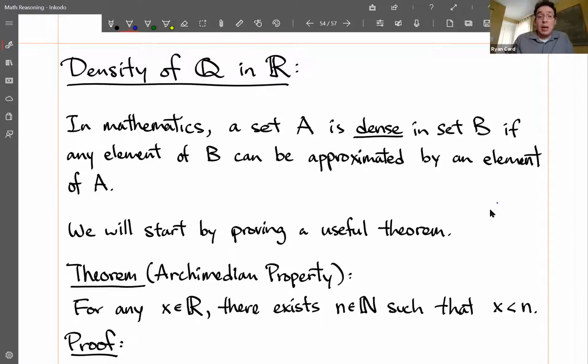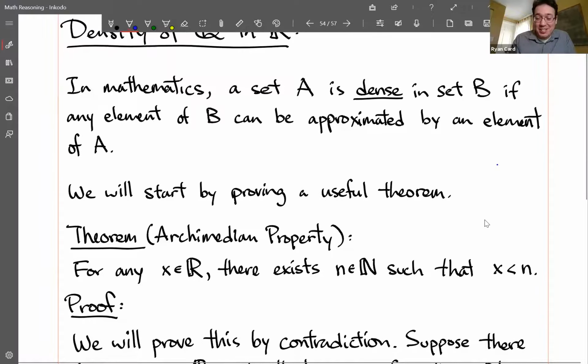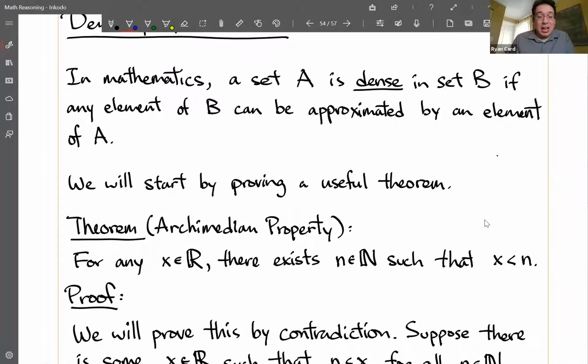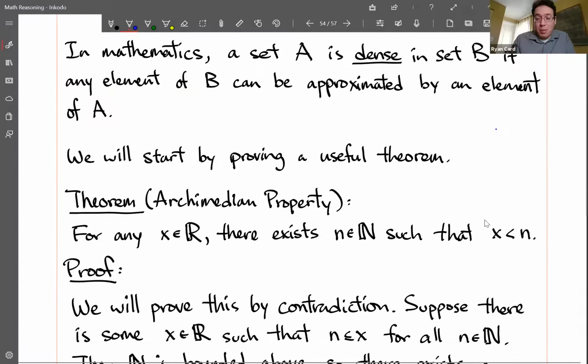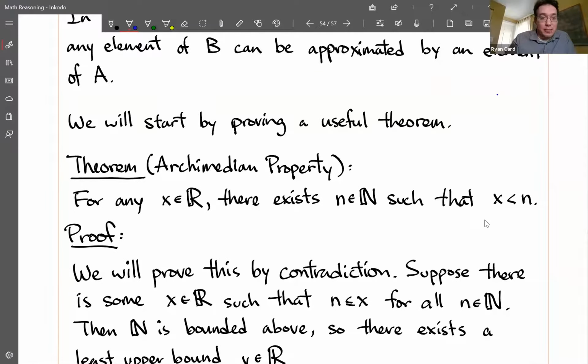Okay, but before we get to the rational density theorem, we actually have to prove what seems super obvious, but we haven't proved it yet. So we need a proof, and that's for what's called the Archimedean property. So let's look at that one.